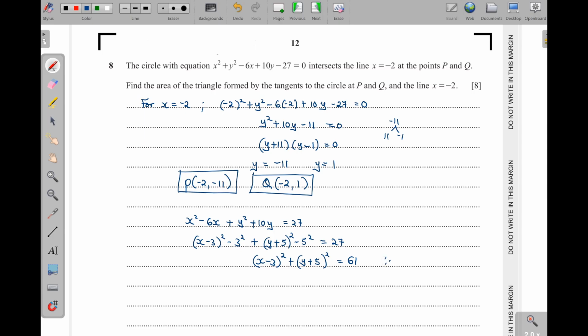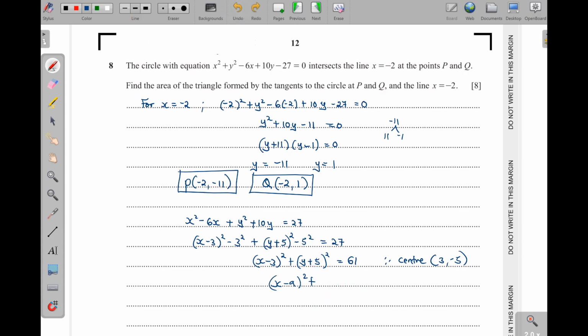So therefore, the center of the circle is 3, negative 5. Because remember, the general equation of the circle is x minus a squared, then plus y minus b squared, which is equal to r squared. That means if we wanted to get the radius, it will be root of 61, right? And then here the center is (a, b). So you just change the signs of these ones, okay?